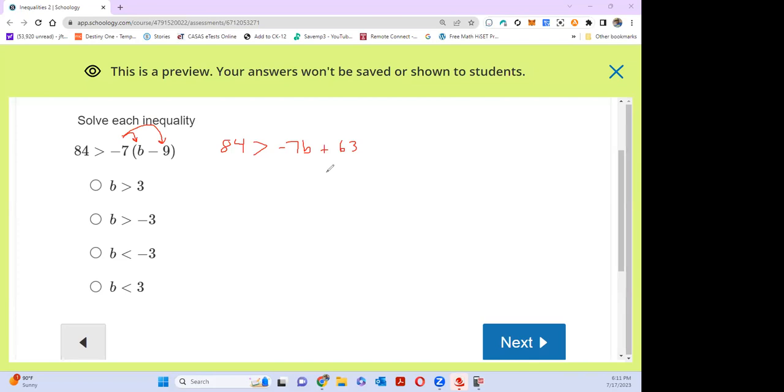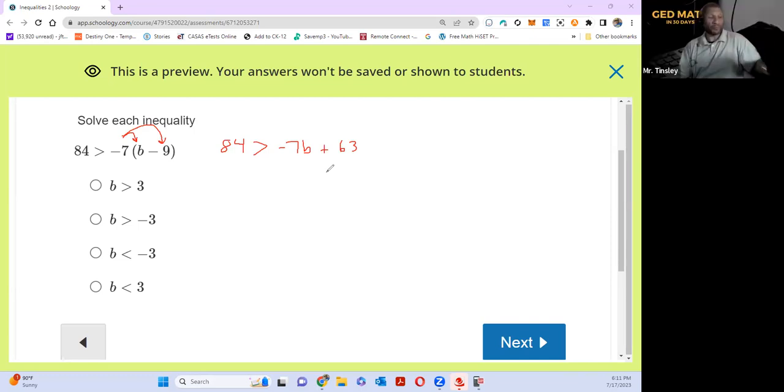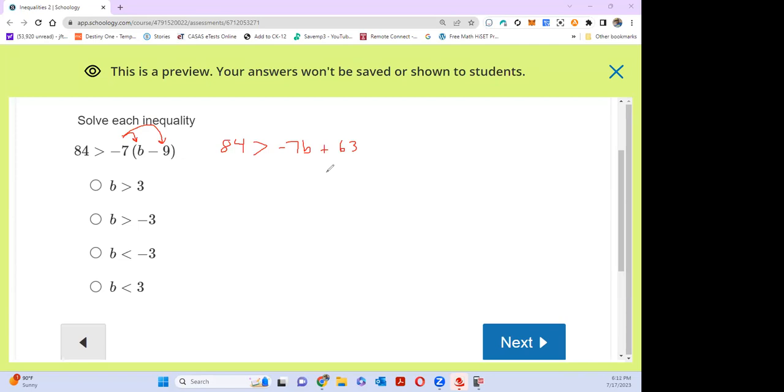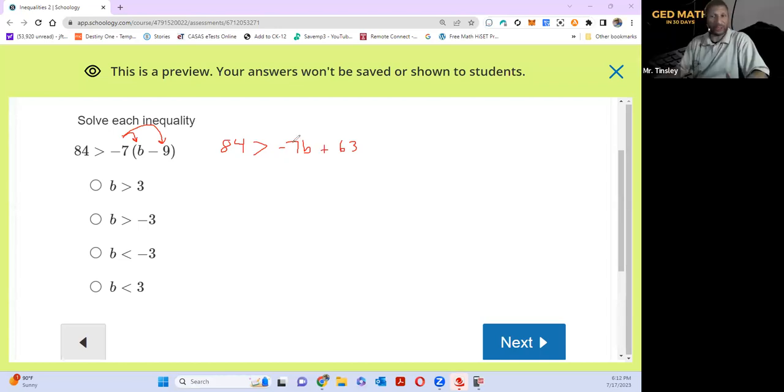You will have to plus 7. No, I'm sorry. All right. So remember, minus 7b is one term. Plus 63 is another term. If I'm trying to get b by itself, I'm not even looking at this term yet. I'm looking at any other term that doesn't contain b.